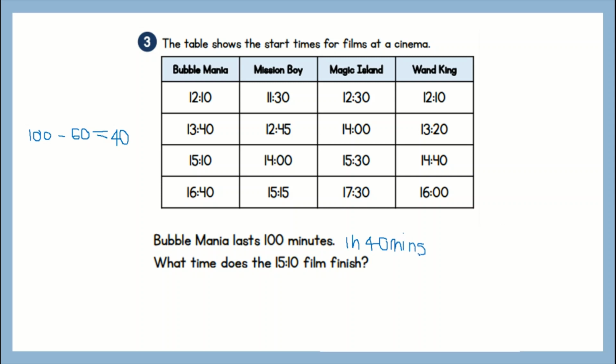Now we need to add that on to 15:10. If we add on 1 hour, we will get 16:10. And then if we add our 40 minutes on, we would get 16:50. Our answer is 16:50, or you can also write it as 4:50 p.m. like so.